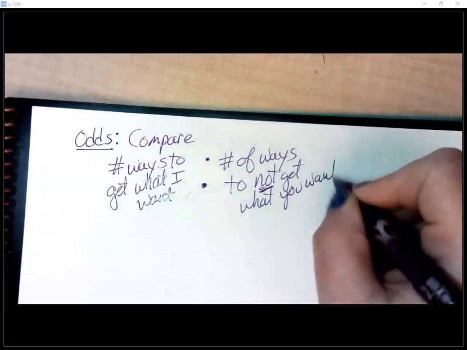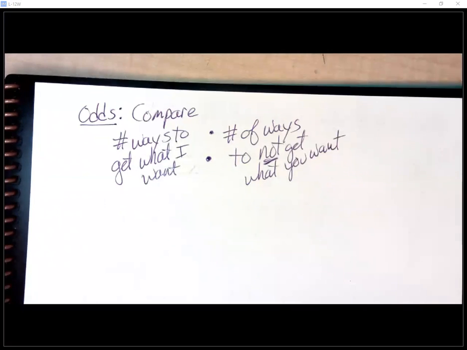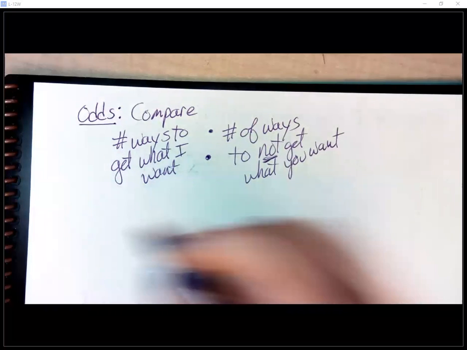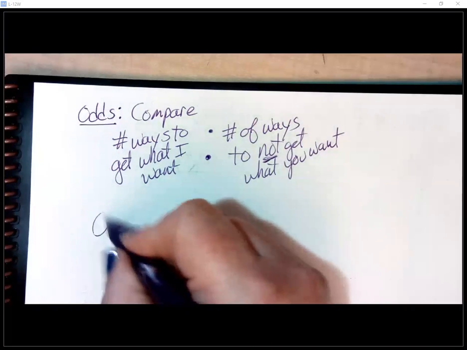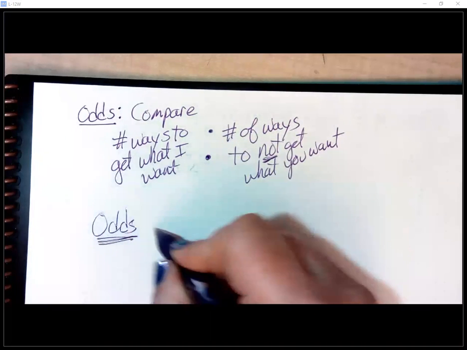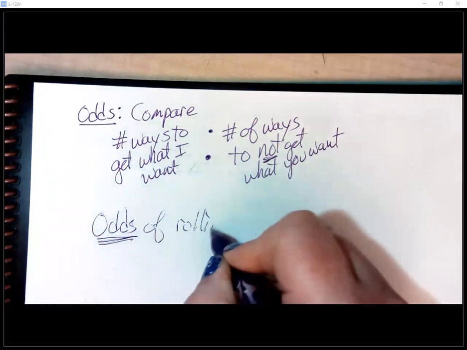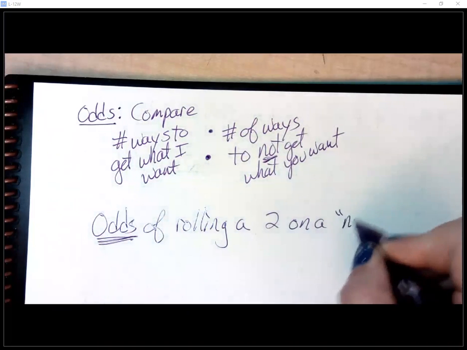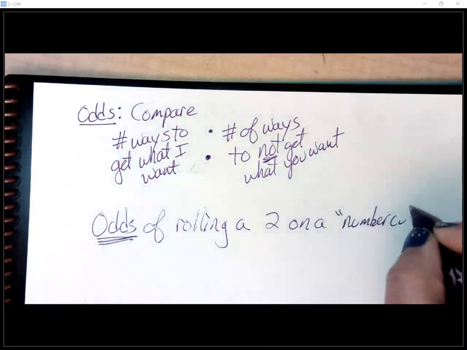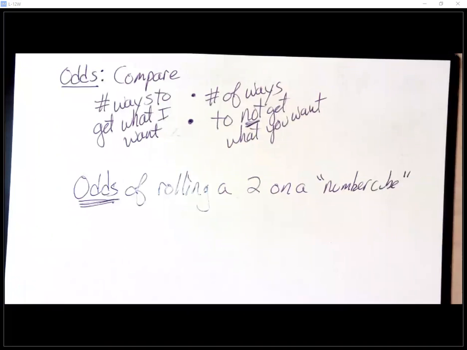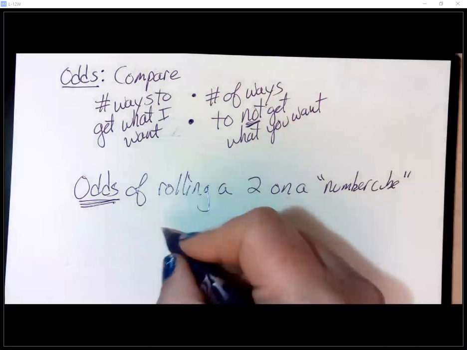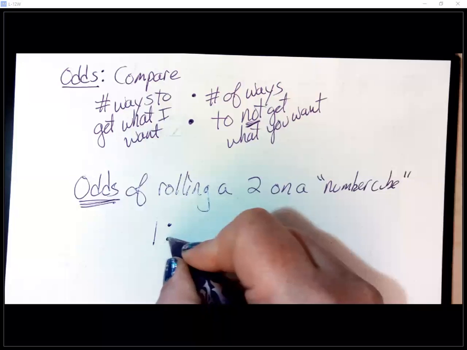So let me give you an example. Let's stick with rolling the number cube again, because that's easy. So if I wanted the odds of rolling a 2. Number cube. Again, that's just a die, but for whatever reason, they love calling it a number cube. So there's only 1 2 on the die, right? So there is only one way to get what I want, but how many ways are there for me to land on something that I don't want?